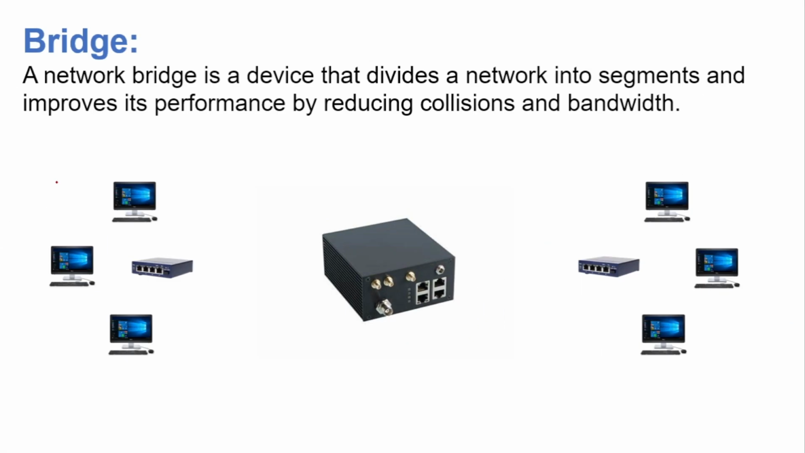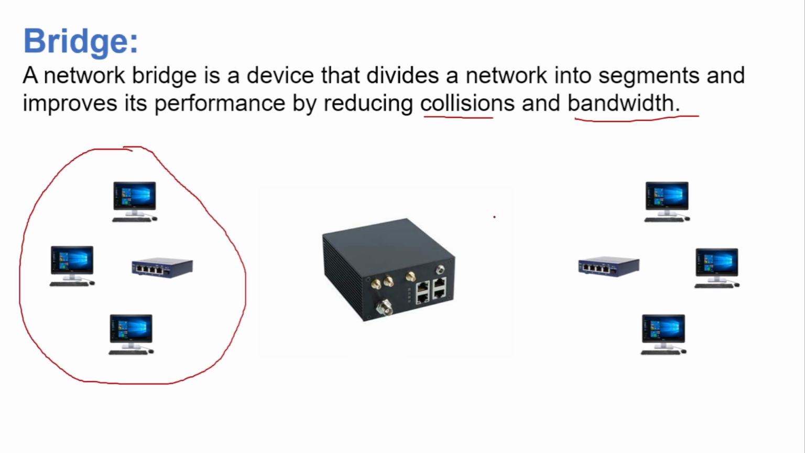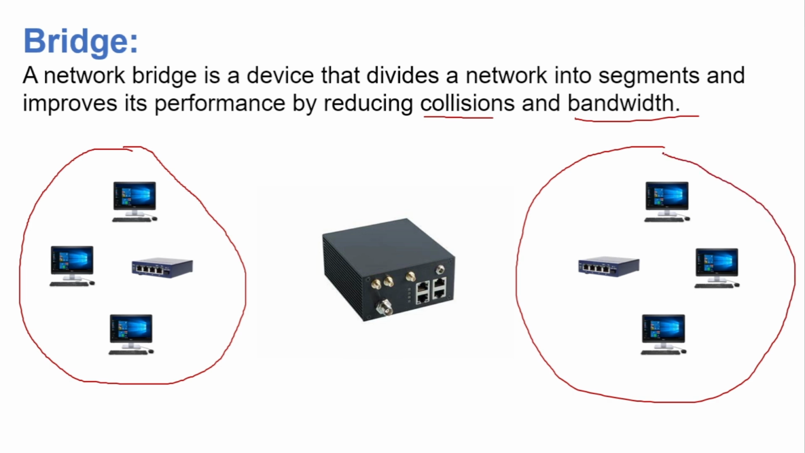The next device we'll be talking about is a bridge. A bridge is a network device that divides a network into segments and improves its performance by reducing collision and bandwidth usage. So this is one network and this is another network. This is a bridge here. It divides these two networks into segments. It's just like a boundary between these two networks.